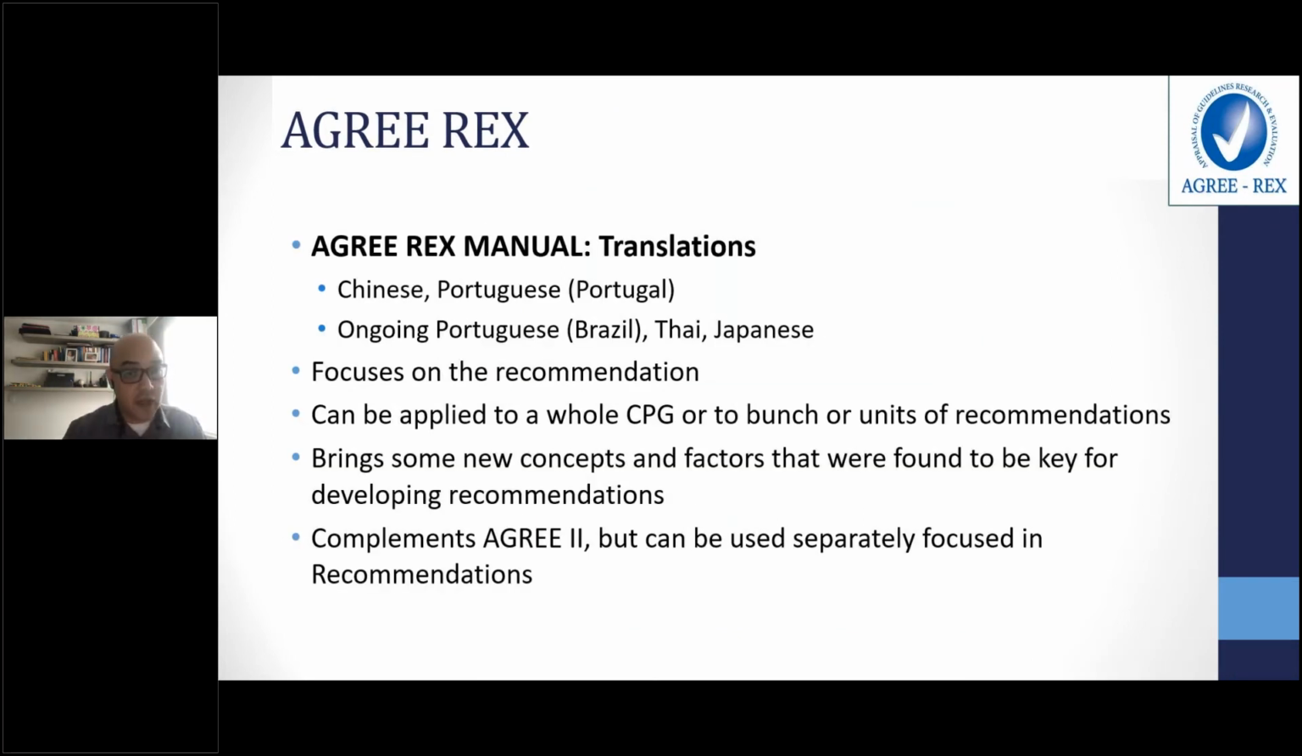It has been translated to 2 languages, the AGREE-REX manual, and we are working on additional languages right now. It focuses on the recommendation. It can be applied to the whole guideline, as I told you, but also to a specific recommendation. It brings new concepts that were found to be very crucial for recommendations, but they weren't covered by AGREE or many other approaches before. It complements the AGREE II, but it can also be used separately to assess a specific recommendation, 1 or 2, or a bunch of recommendations. Next, please.